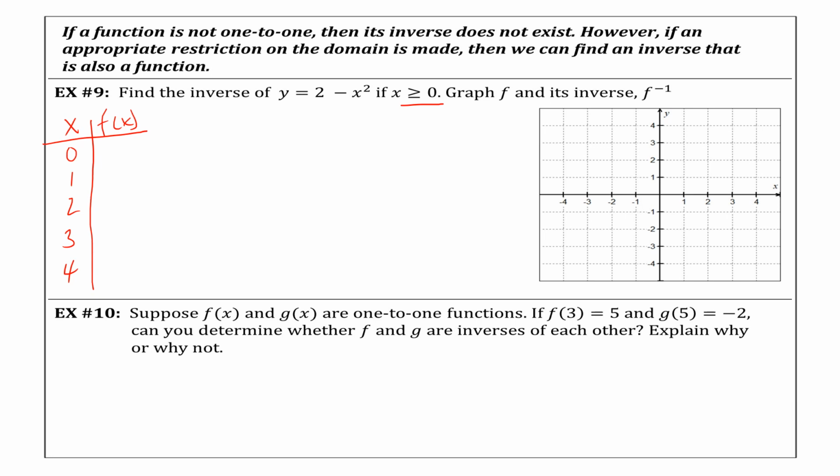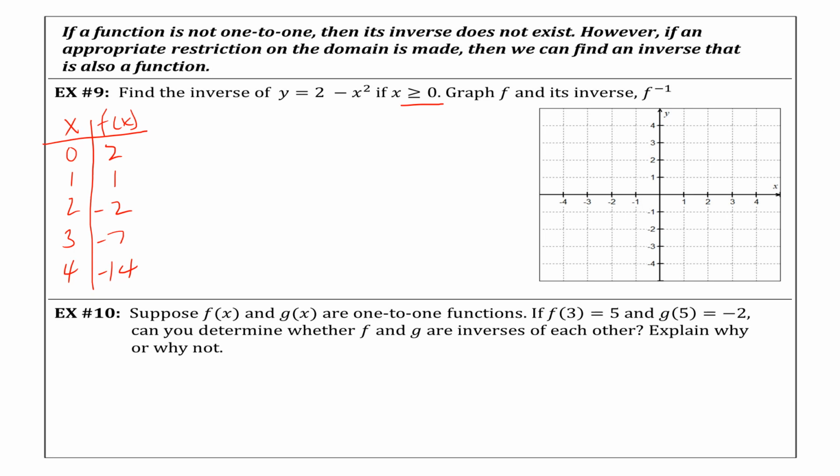I'm going to plug in 0. Well, 0 squared, so 2 minus 0 is going to be 2. Then we're going to plug in 1. 1 squared is 1. 2 minus 1 is 1. We're going to plug in 2. 2 squared is 4. 2 minus 4 is negative 2. We're going to plug in 3. 3 squared is 9. 2 minus 9 is negative 7. And just for 4, 4 squared is 16. 2 minus 16 is going to be negative 14, right?